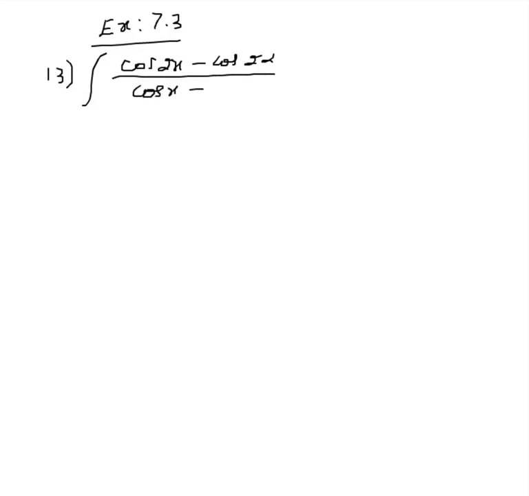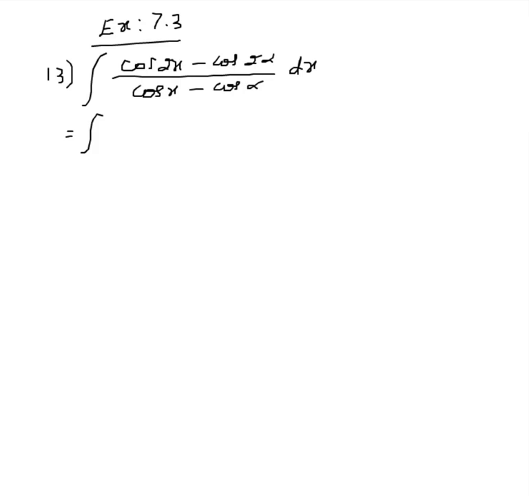Let us continue exercise 7.3. Let us do question number 13. Integral of (cos 2x minus cos 2 alpha) divided by (cos x minus cos alpha) dx. Alpha is a constant here.